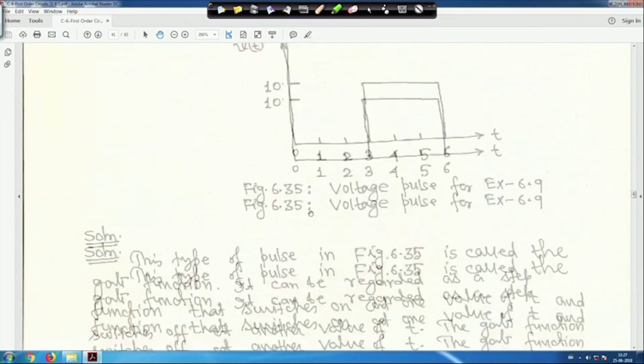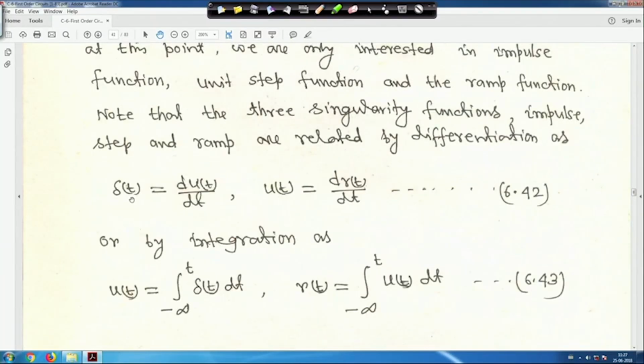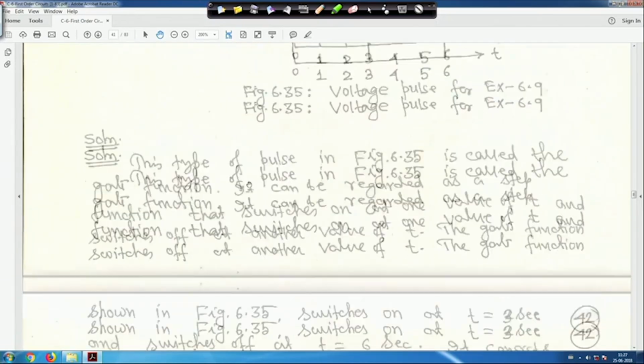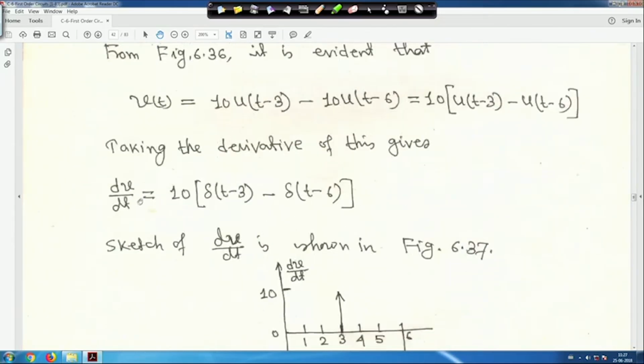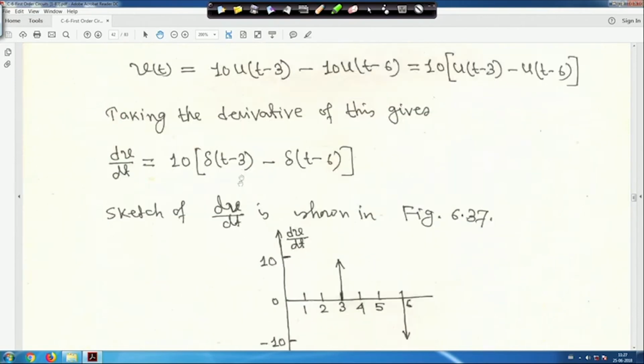We have seen that the delta function is the derivative of the unit step function, and the unit step function is the derivative of the ramp. So if you take the derivative, dv by dt is equal to 10 times delta(t minus 3) minus delta(t minus 6). Now if you sketch dv by dt, it is a delta function.